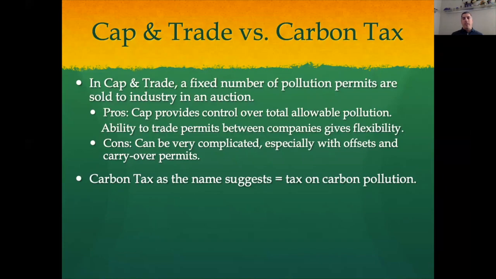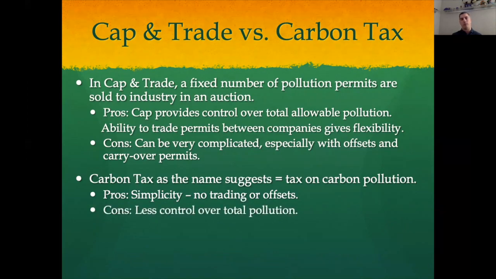So then there's the carbon tax, which, as the name suggests, you put a fee or tax on the carbon pollution. So the benefit there is that it's really simple. There's no trading, there's no offsets. There's no way to game the system. The amount of carbon in the fossil fuel gets taxed, and that's it. It's very straightforward. The downside is that it doesn't have that cap that a cap and trade system has, and so the government doesn't have as much control over the total level of pollution.